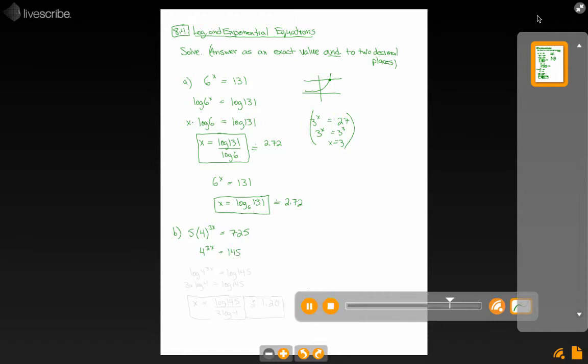Again, we could graph it and find where they intersect, but we want an exact value answer. So we're going to log this thing again, and we'll have log of 4 to the 3x equals log of 145. So 3x times log of 4 equals log of 145. Leave the x all by itself, divide by 3 log 4, and you're left with log 145 divided by 3 times log of 4. Perfectly good answer in terms of exact values.